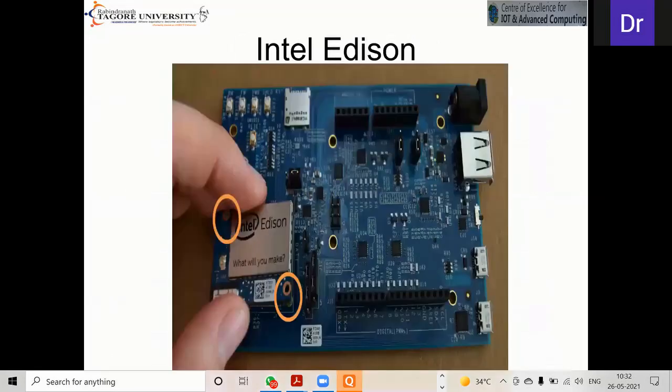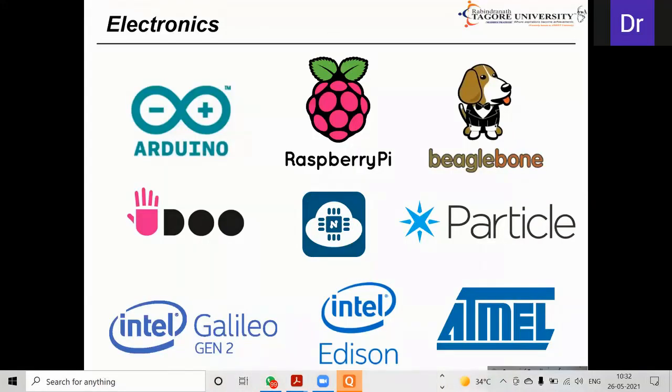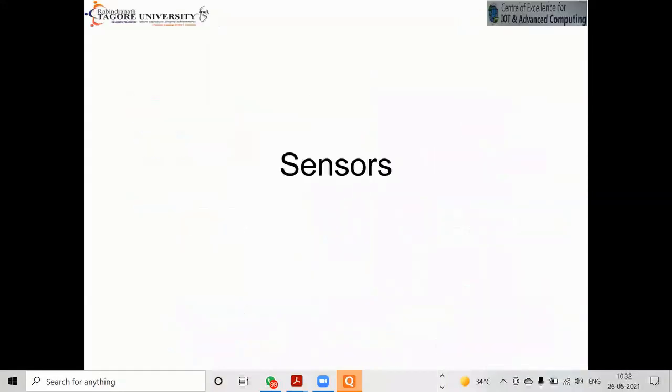Now this is the Intel Edison. This is another microcontroller. That depends upon you, which microcontroller you want to select. And these are the companies: Arduino, Raspberry Pi, BeagleBone, and this practical Intel Edison, Intel Galileo, Atmel. These are the companies in the business of microcontrollers and microprocessors for the IoT.